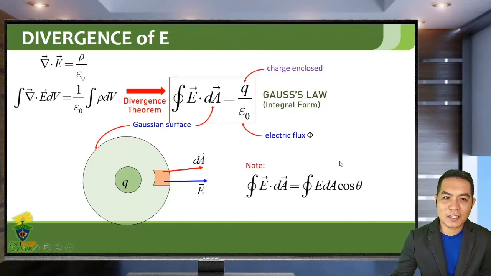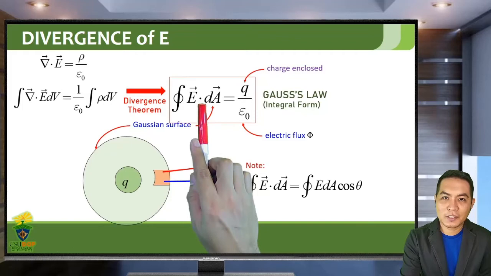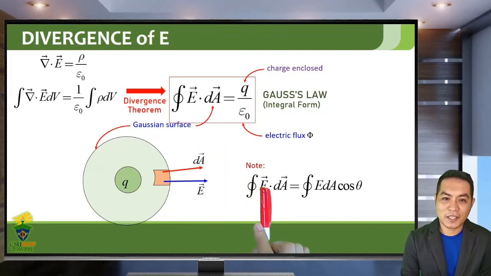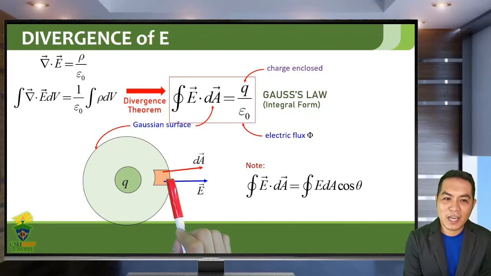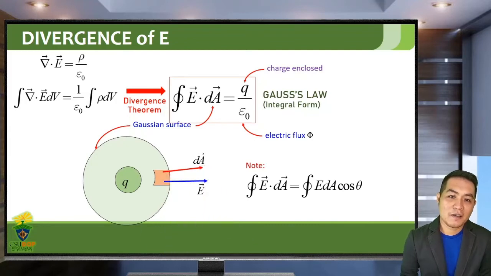So note that this is a dot product, and the definition of the dot product A dot B is equal to AB cosine theta. So E dot dA is just E dA cosine theta, where theta is the angle between the electric field vector and the differential area vector.